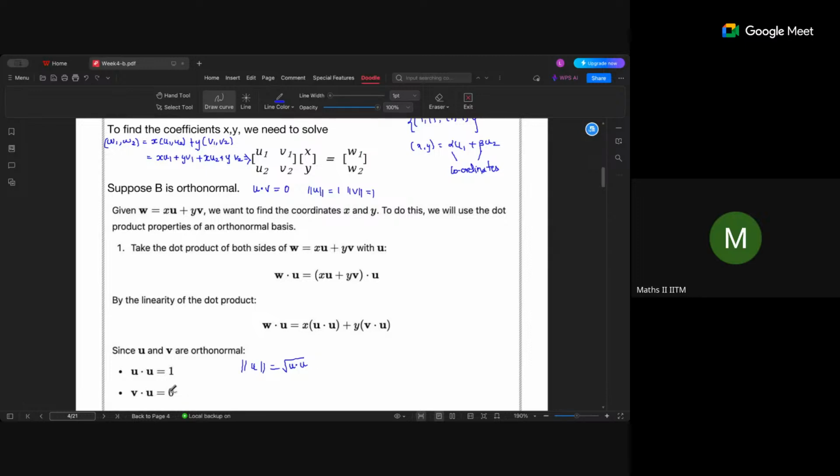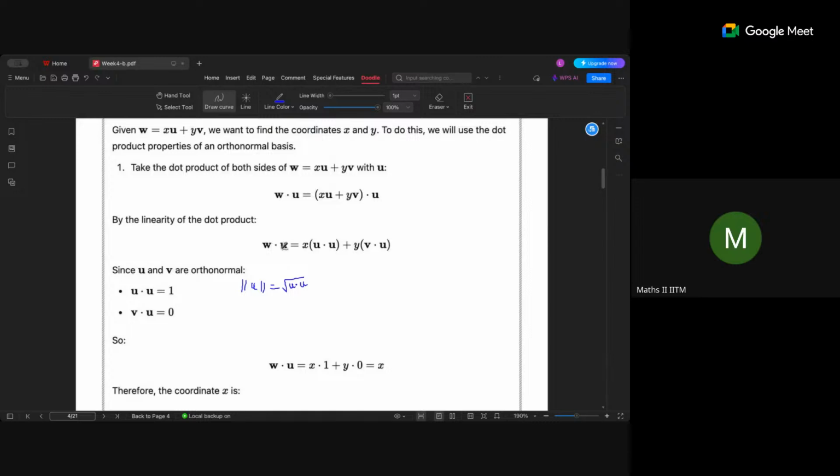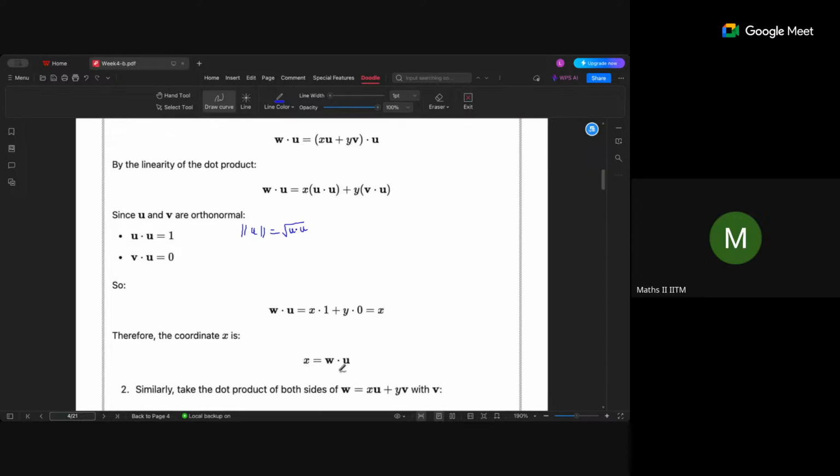All right, and then you know that if u dot v is 0, then v dot u is also 0, right? So you know that in the first case it is 1, and in this place it is 0. Okay, so what will be w dot u? W dot u is x times 1 plus y times 0, which is simply x. So what is the x coordinate? The x coordinate is simply w dot u. You don't have to solve any system of linear equations to get the answer for x. You have to simply do w dot u, and then you will find x. That's all, as simple as that.